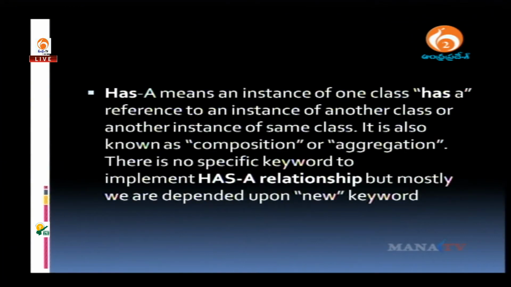So, I repeat once again, has-a means an instance of one class has a reference to an instance of another class or another instance of the same class. It is also known as composition or aggregation. There is no specific keyword to implement the has-a relationship, but mostly by using the new keyword we implement it. Here also we implemented the has-a relationship.